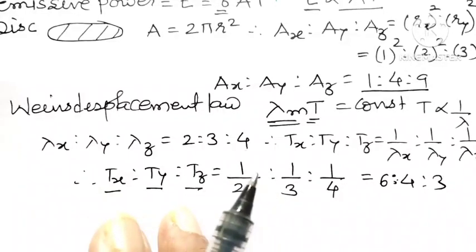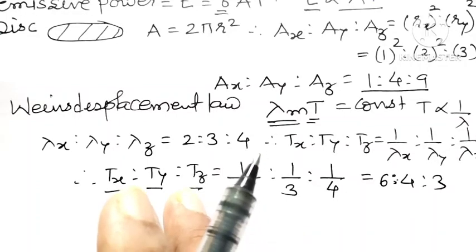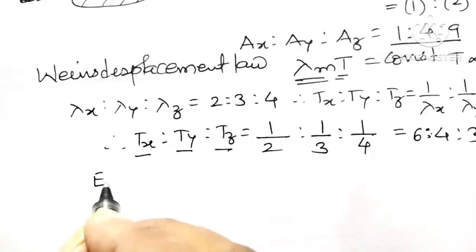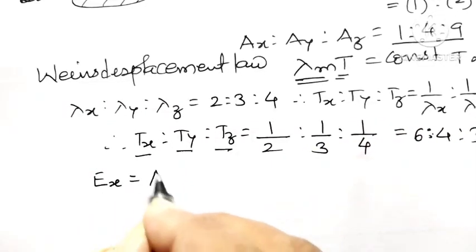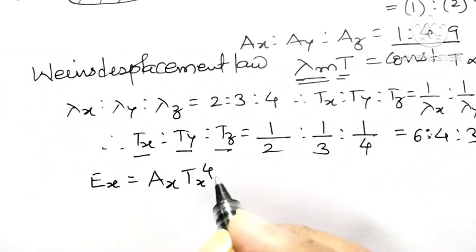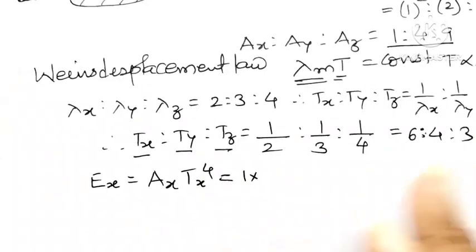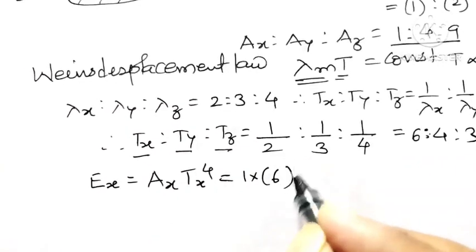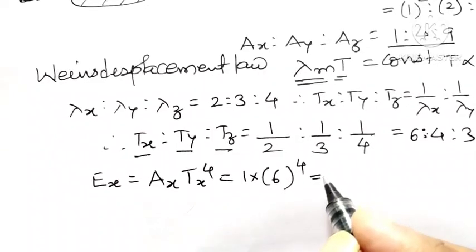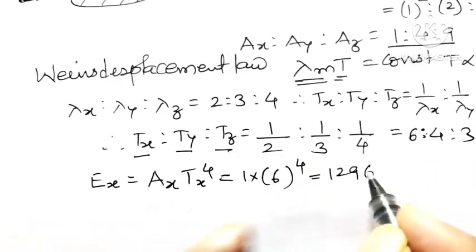Now we have to find out the emissive power for disc X. Ex is equal to Ax into Tx raised to 4, that is equal to 1 into 6 raised to 4. What is 6 raised to 4? 6 into 6 into 6 into 6, that is 1296.